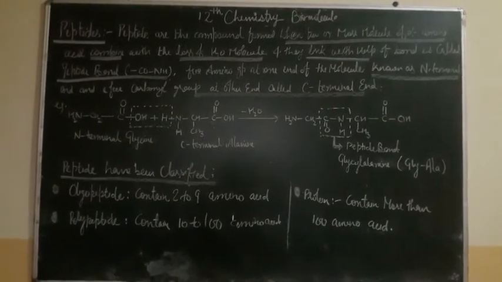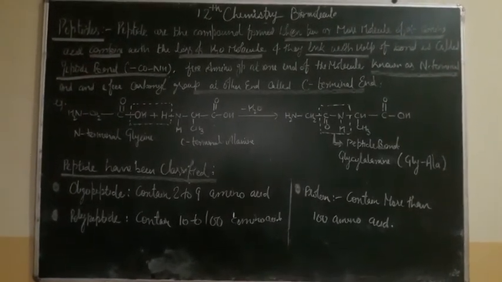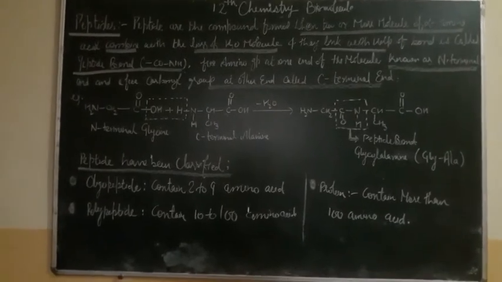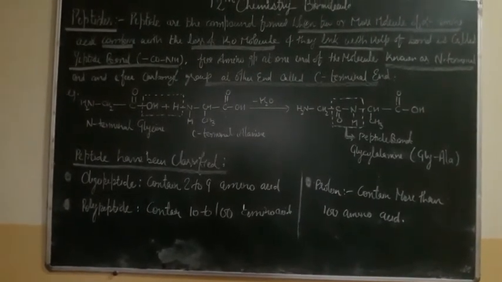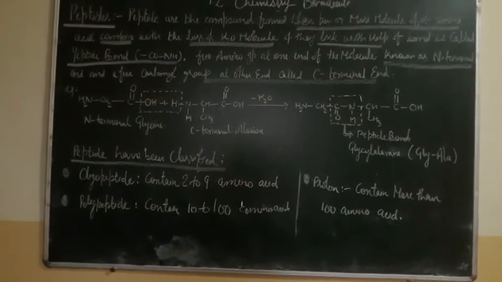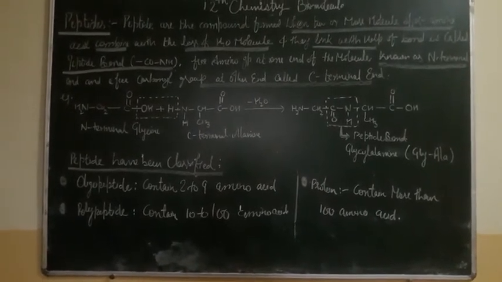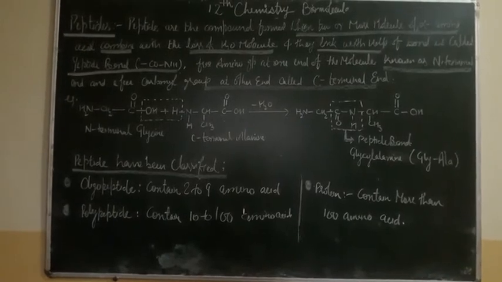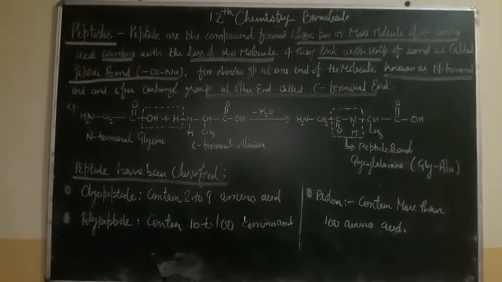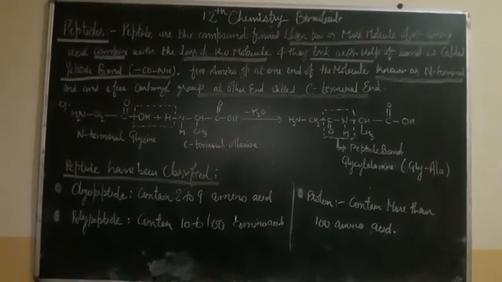The free amino group at one end of the molecule is known as the N-terminal, and the free carboxyl group at the other end is called the C-terminal end. You can see here one example of a peptide formed when two molecules of alpha amino acid combine. Here we use glycine and alanine, two molecules of alpha amino acid. The first one is the N-terminal because one end has the free amino group, and the second is the last end with the free carboxyl group, that's why it is called the C-terminal end.